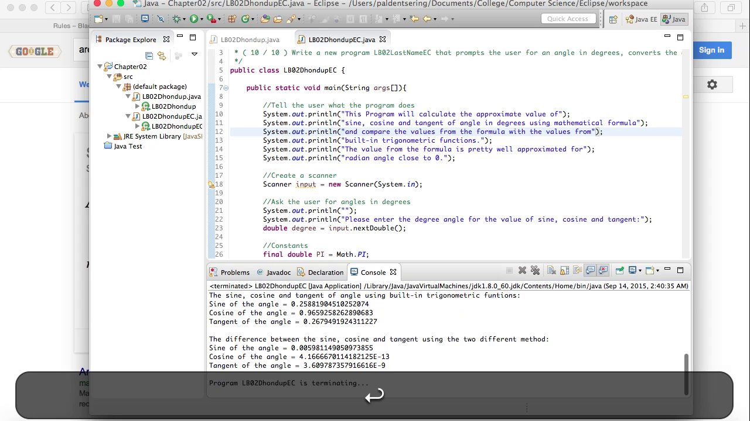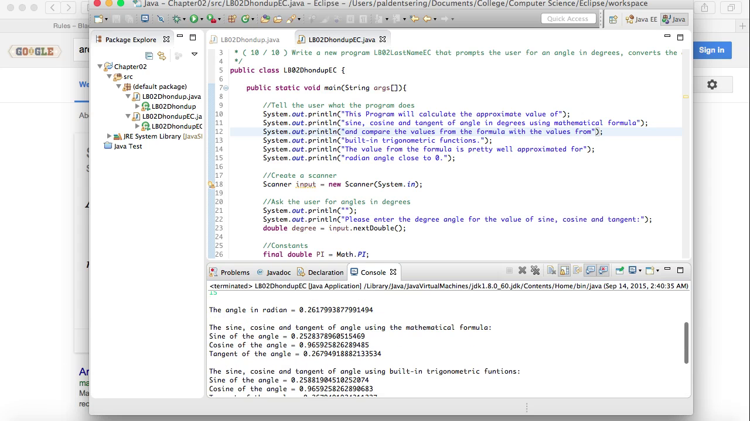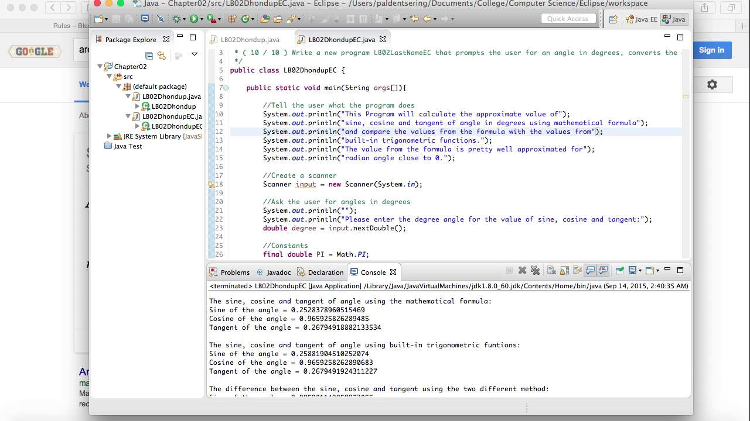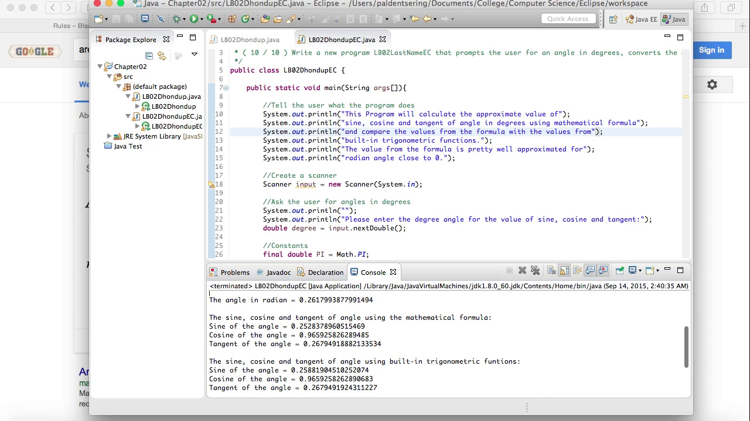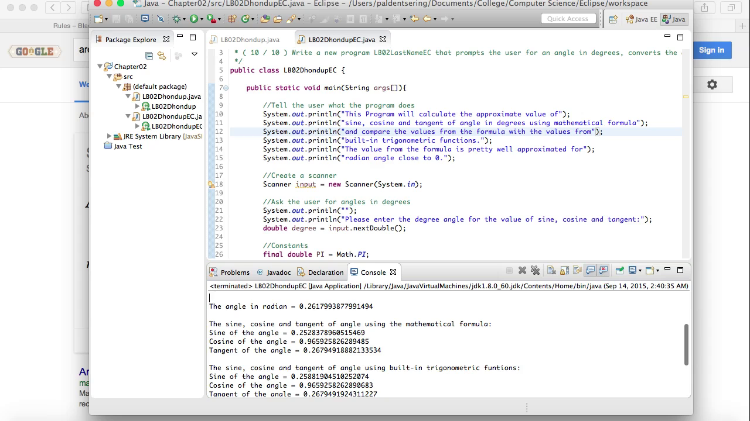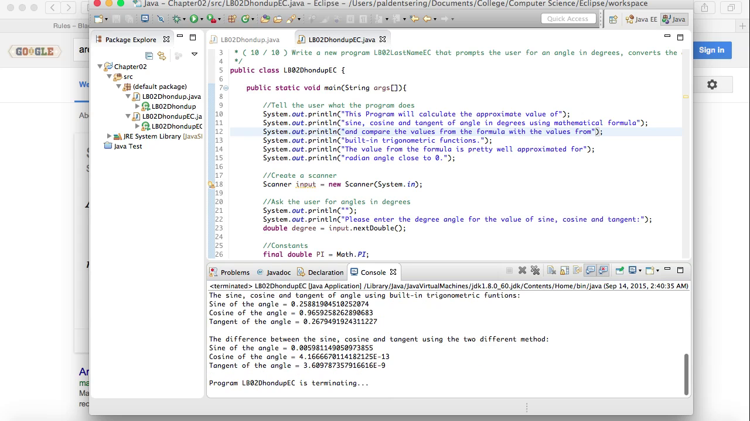For 15 degrees, it's going to give you all the values, and as you can see, the answers are pretty close, and it's going to show you the radian angle too. And as you can see, the sine is pretty big compared to the cosine and tangent, but overall it's almost accurate.